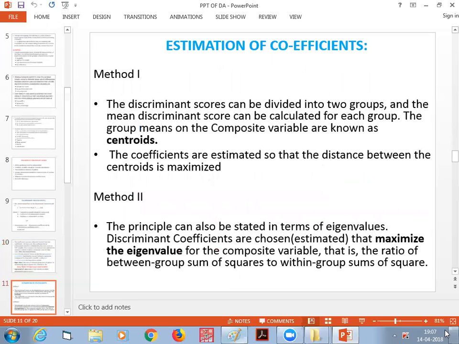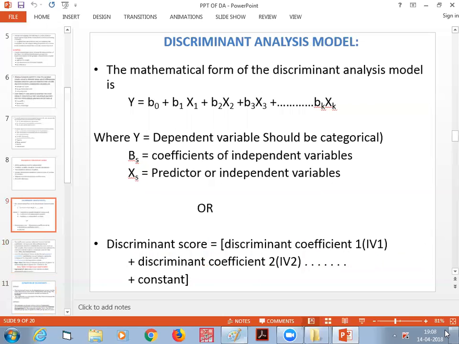So what did I do now? I explained the meaning of the regression model, estimation, what the cutoff discriminant score means, what group membership probability means, etc. Now we have to go for what? How to estimate the parameters. That means from the sample data, how to estimate these B0, B1, B2, etc.